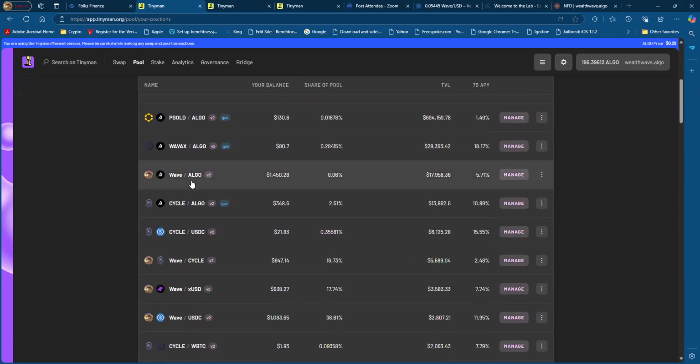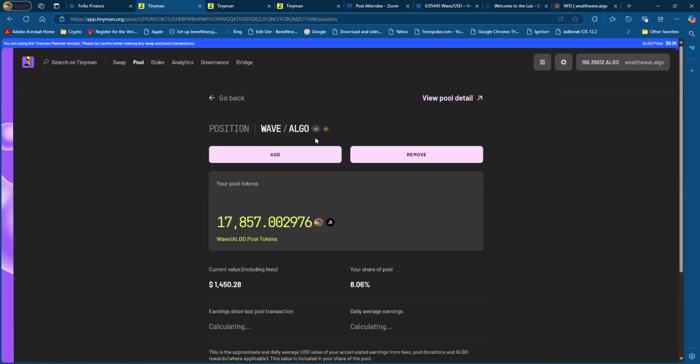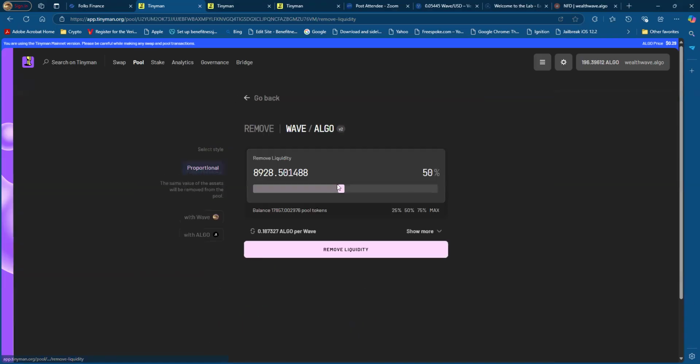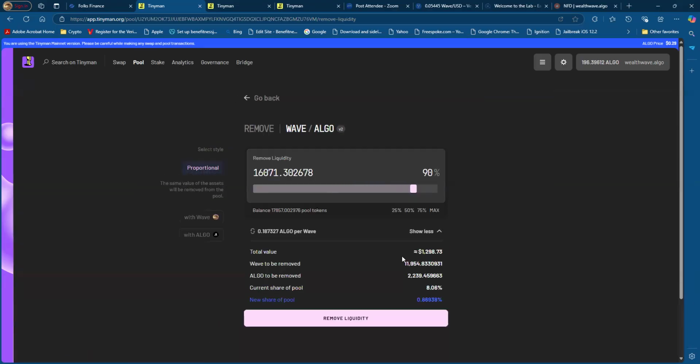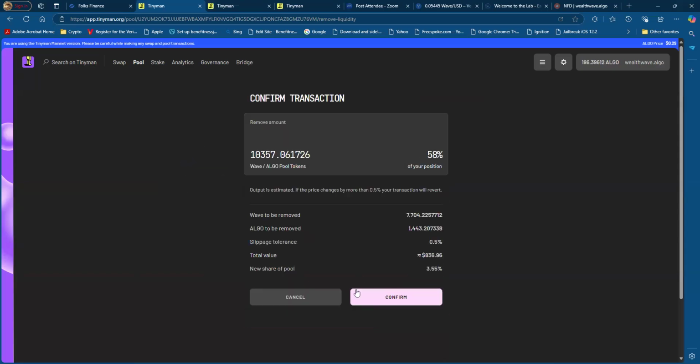Okay, so let's say we're right here. We've got a lot of value and liquidity with Wave and Algo, right? So if Algo was to just start tanking and we wanted to secure the value that we have, we could go to the liquidity pool, to Wave and Algo, and we could remove it. You can choose however much it is. It could be 90%, 10%, 50%, or whatever.